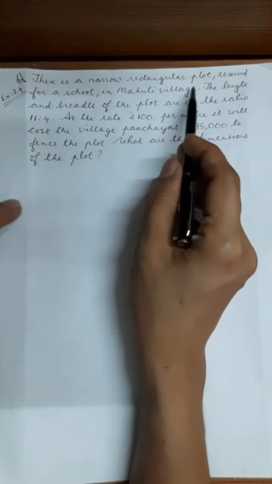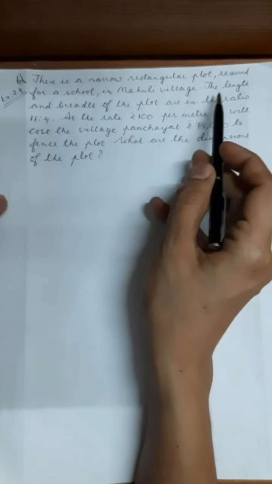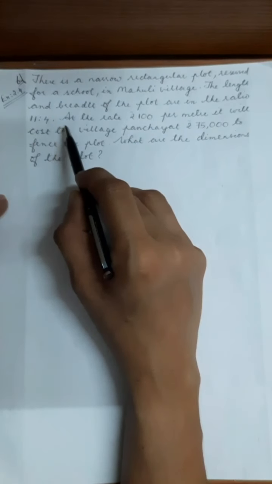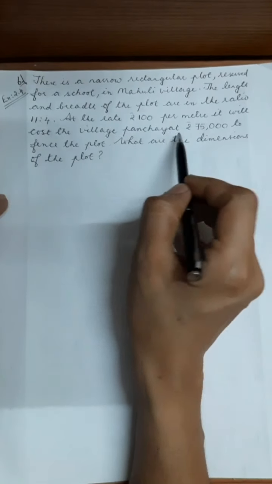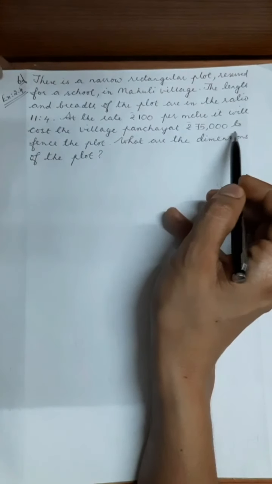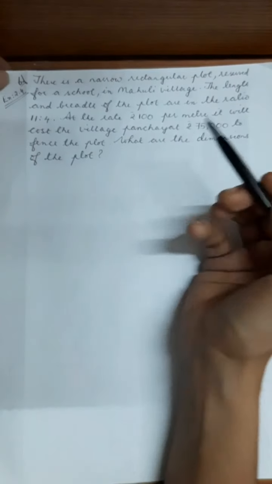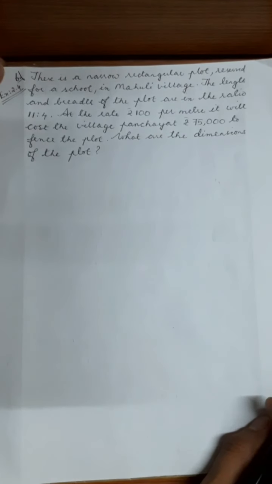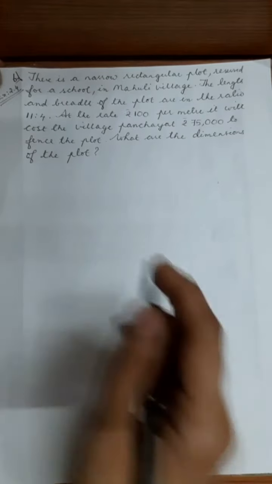So, sixth question. There is a narrow rectangular plot reserved for a school in Maholi village. The length and breadth of the plot are in the ratio 11:4. At the rate of rupees 100 per meter, it will cost the village panchayat rupees 75,000 to fence the plot. What are the dimensions of the plot? Here we need to find the dimensions of the plot. Dimensions means we need to find the length and breadth of the plot. Okay, so let us start.